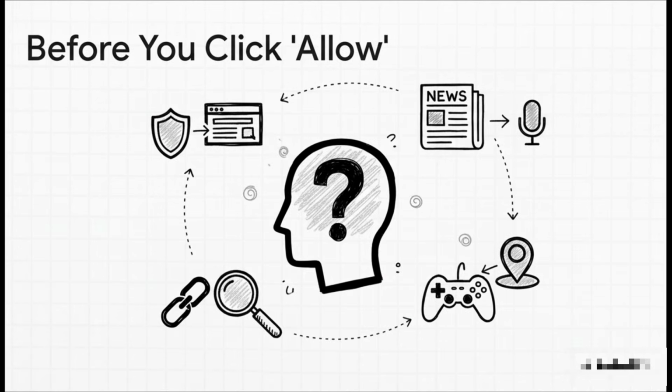So from now on, before you ever click Allow on one of these permission pop-ups, just pause for a second. Run through a quick mental checklist. Do I actually trust this site? Why does this website need my microphone? Does this online game really need my exact location? Questioning the why behind the request is your single most powerful defense.